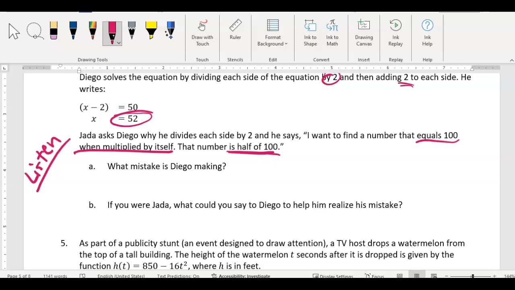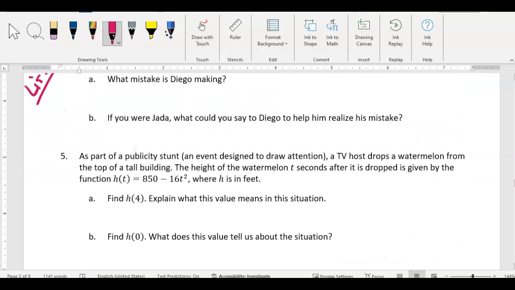You could also ask him, what is a number that multiplied by itself gives you 100? So asking him some questions to help him realize his mistake. You could also just tell him 10 times 10 equals 100, and that's 10 times itself. And so recognizing he's mixing up the idea of a square, which is multiplication, with repeated addition.